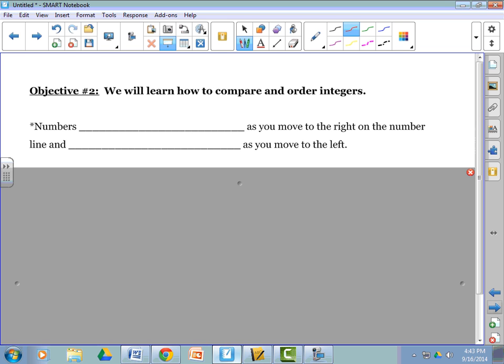It says numbers blank as you move to the right on the number line and blank as you move to the left. I'm sure you could probably fill this in on your own, but think about it: no matter where you begin on the number line, if you start moving to the right of that starting point, what is happening to the numbers? Hopefully you're answering that these numbers are increasing as you move to the right. Again, no matter where you start. I could start at 0, I could start at 100, I could start at 1,000,000, I could start at -1 million. If I'm moving to the right, the numbers are getting progressively bigger. Likewise, they would decrease as you move to the left.